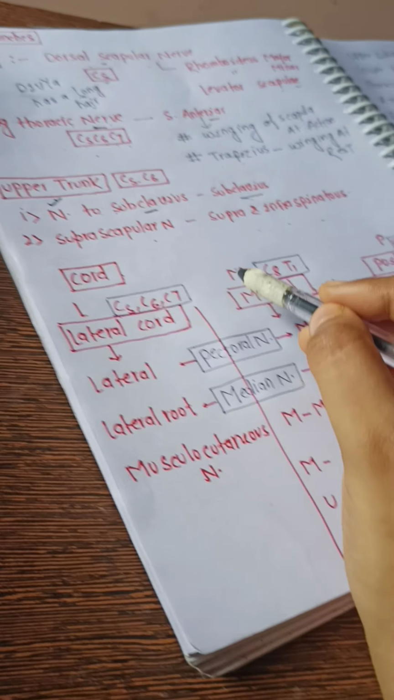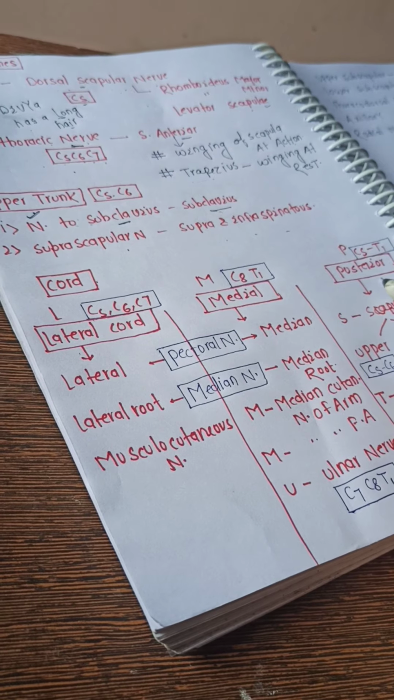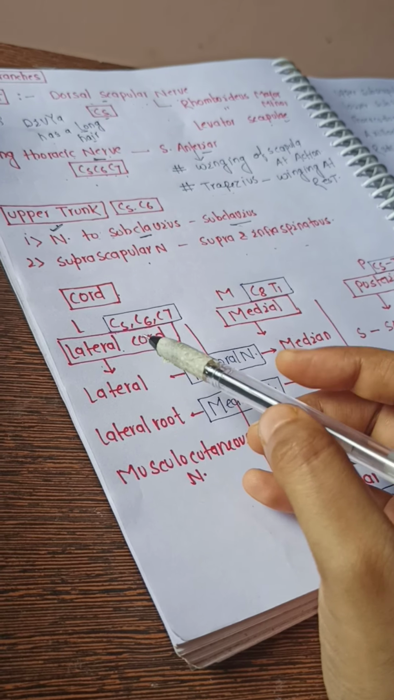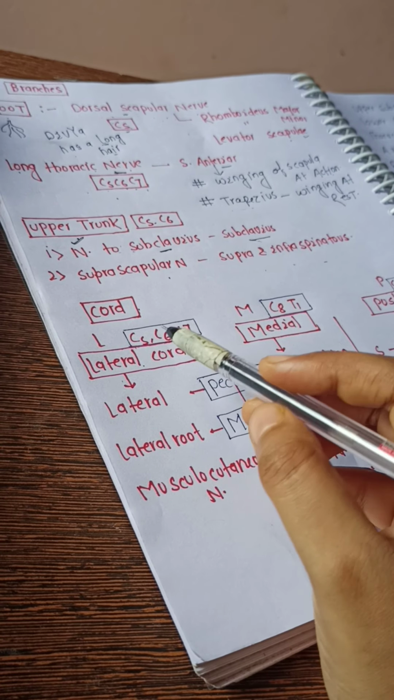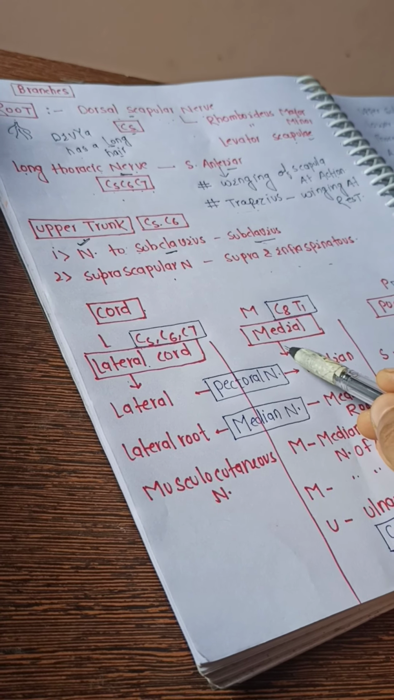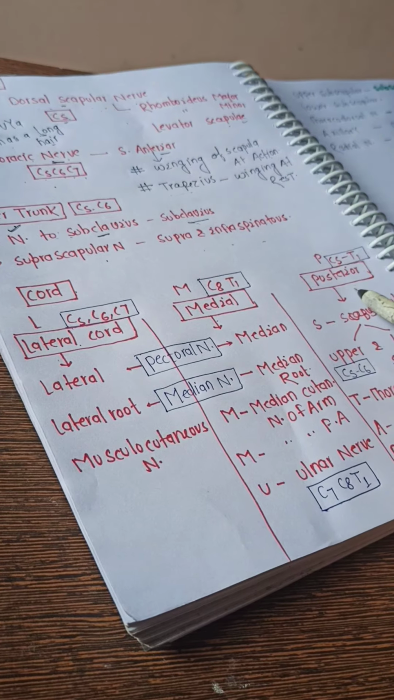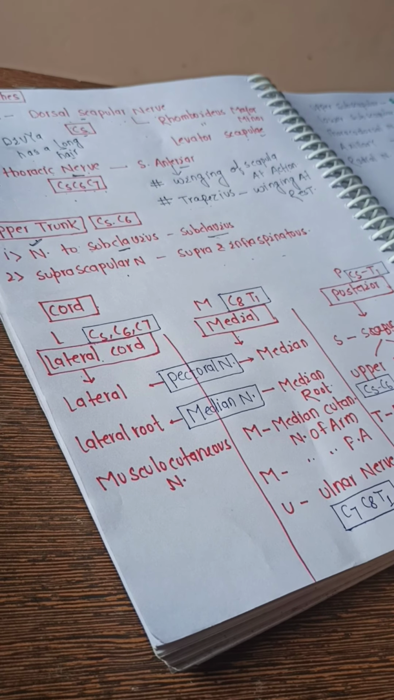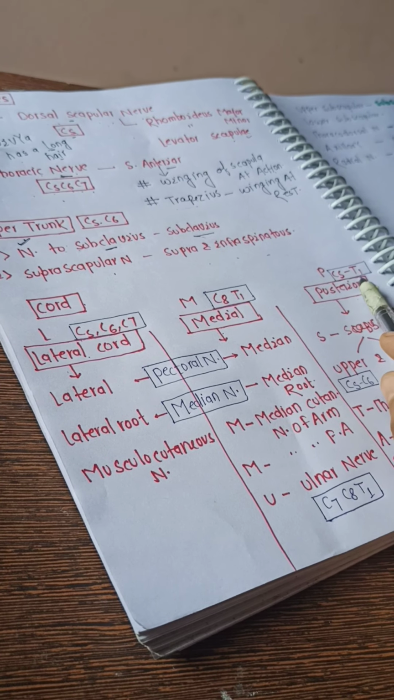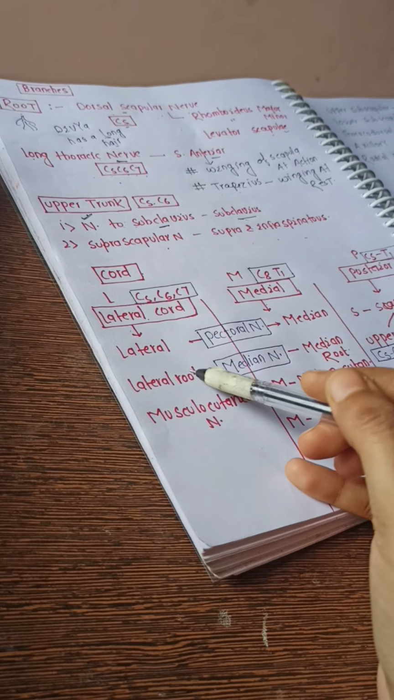We study LMP: lateral cord, medial cord and posterior cord. Lateral cord is formed by the upper and middle trunk, that is C5, C6 and C7. Medial is formed by only the lower trunk, that is C8 and T1, and posterior is formed by all the trunks, that is the upper trunk, middle trunk and lower trunk, that is C5 to T1. Some have specific root values, we will read further.